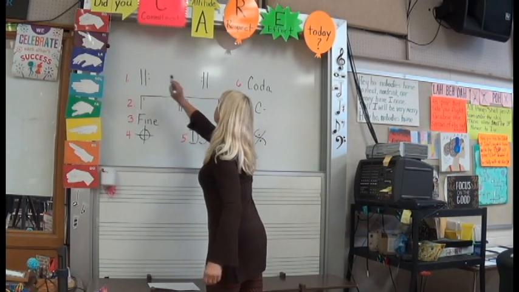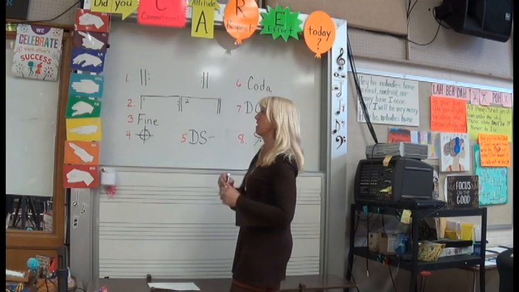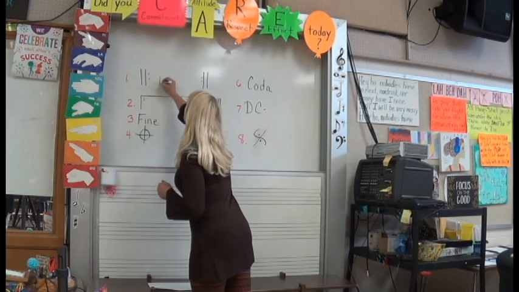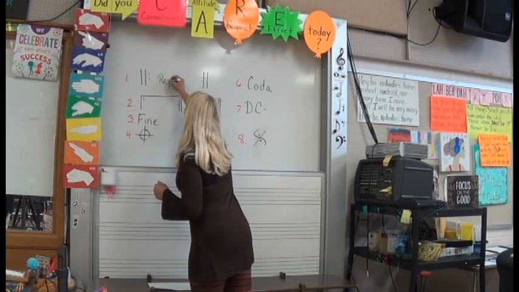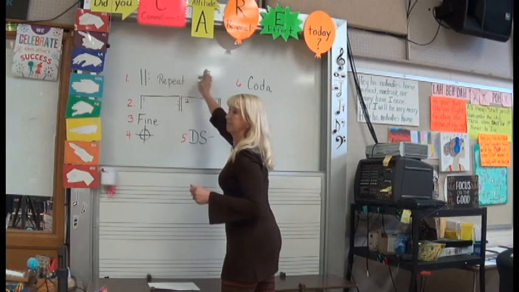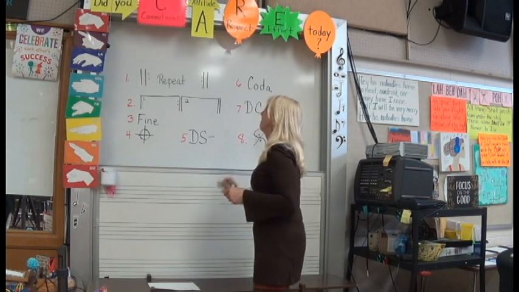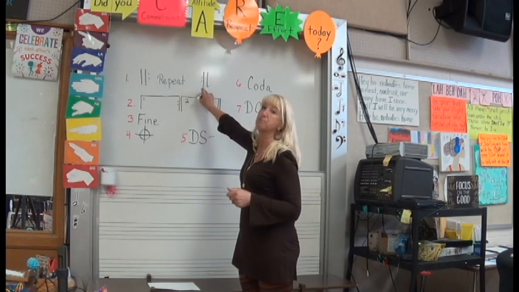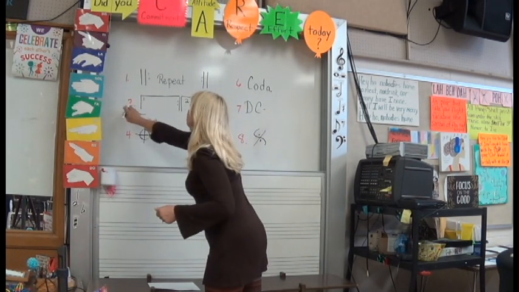It has 2 lines, 2 dots. Draw that on there, on your paper. And that is called, many of you know, a repeat. So you repeat everything that is in between those. That's the repeat. What are these signs? Right, repeat.